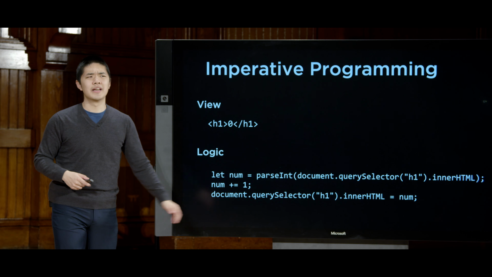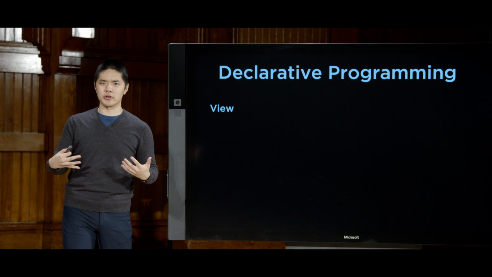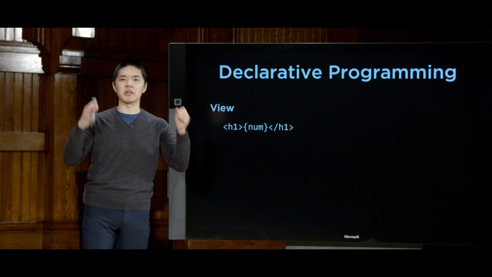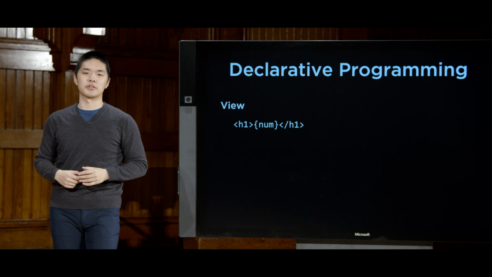And the reason why is because we've had to be very explicit about what instructions we're giving to the web browser. We're saying first, grab the h1, figure out what number is inside of it, add 1 to that number, and then replace it inside of this tag. What declarative programming is going to allow us to do is just describe what state should be displayed on the page in what form. In declarative programming, in our view, like the HTML-like code that we're going to be writing, we're just going to say something like h1 and then in curly braces num, to mean fill in the number here. And this is what the React syntax is going to look like.